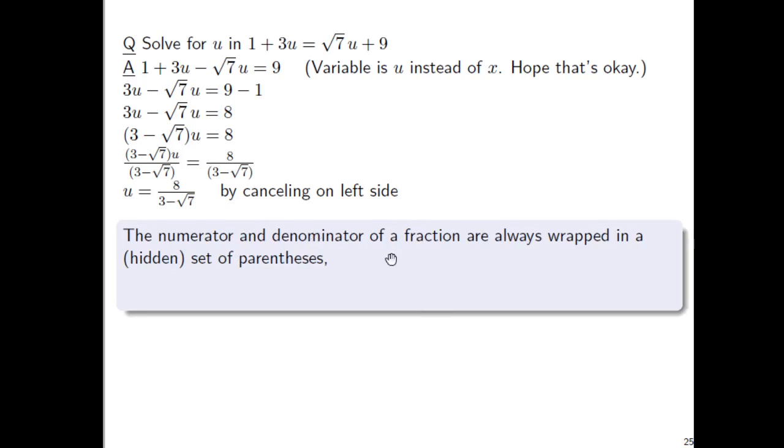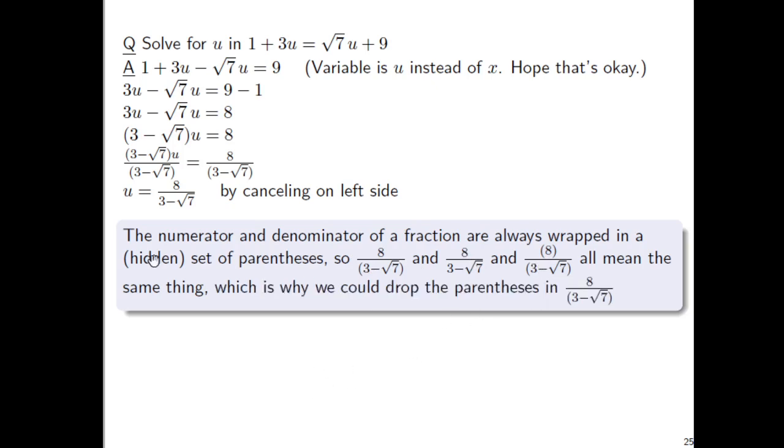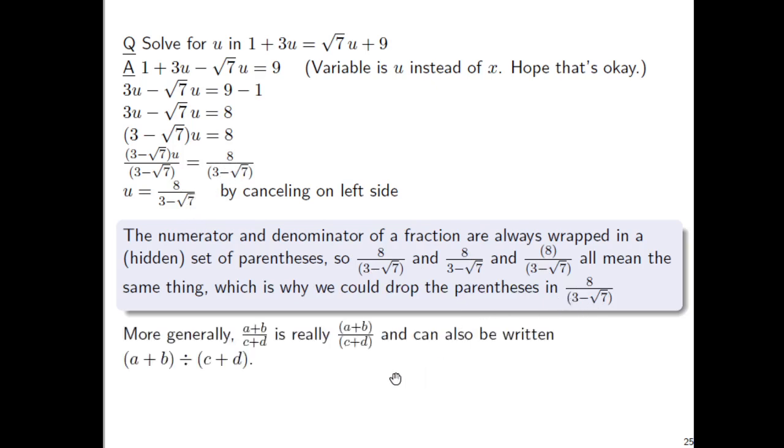Okay, the numerator and denominator of a fraction, by the way, are always technically wrapped in a hidden set of parentheses. I say this just to point out it's not necessary here, but other times this might come in handy. So this was a good time to talk about it. For instance, what's after the equal sign here, I wrote in the middle. If you wrap just the denominator in parentheses or wrap both the top and bottom in parentheses, these all mean the same thing. This is why in the denominator here we were allowed to just drop the parentheses. Okay, more generally, if you see a plus b over c plus d, technically the numerator and denominator are both in a set of parentheses. So if you were to write this using the old school division sign, here the parentheses would really be required.